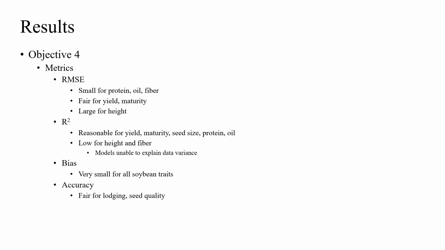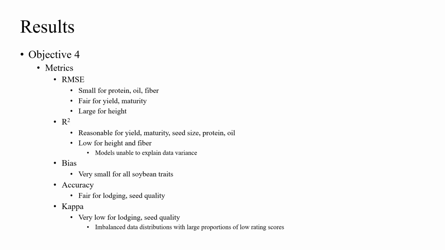Both lodging and seed quality had fair accuracies, however their kappas were very low, which might be due to the imbalanced data distribution where large proportions of low rating scores existed. So even if a model classified all data entries as low rating, accuracy of the result would still be high.